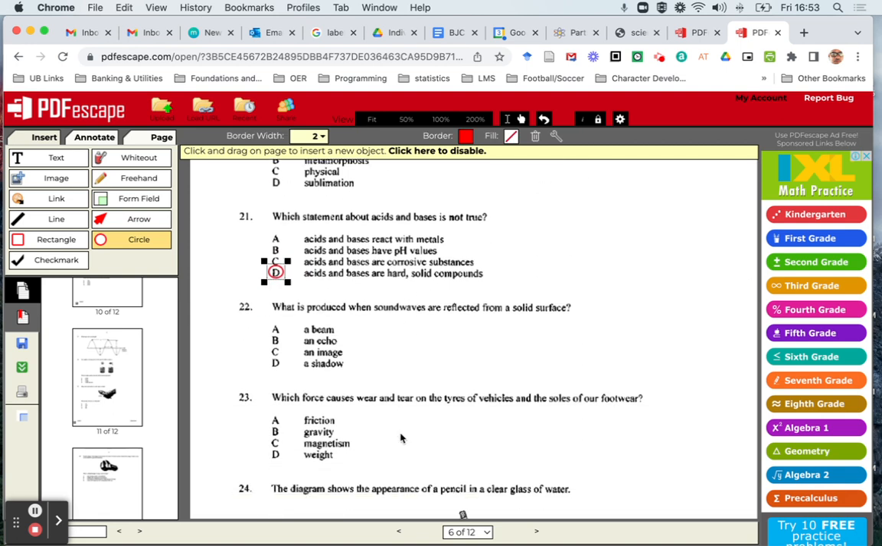What is produced when sound waves are reflected from a solid surface? So when sound waves bounce off a solid, we call that an echo.